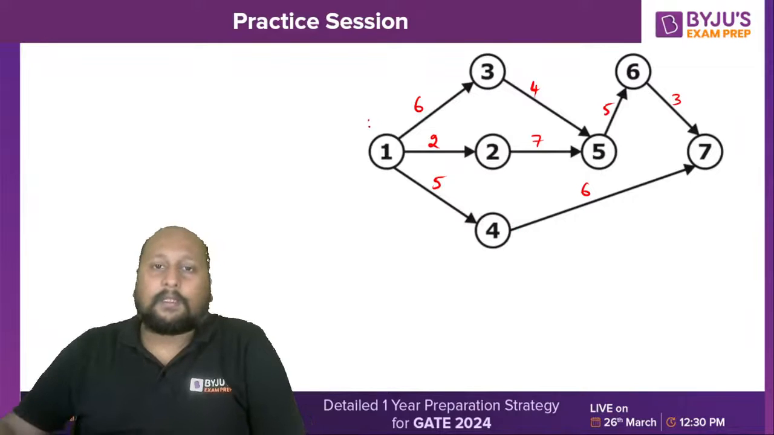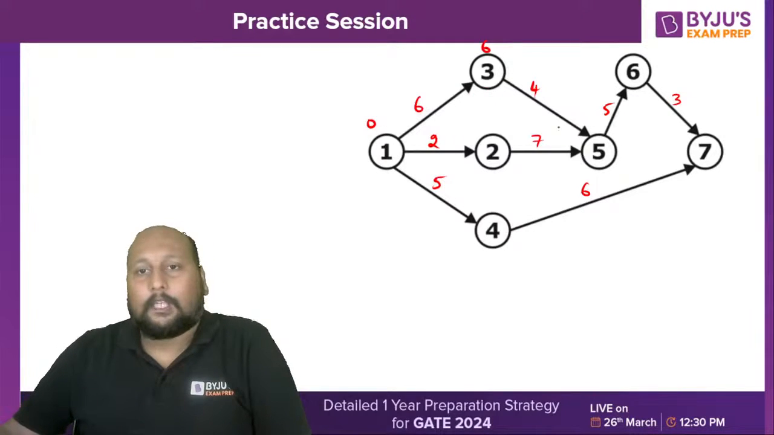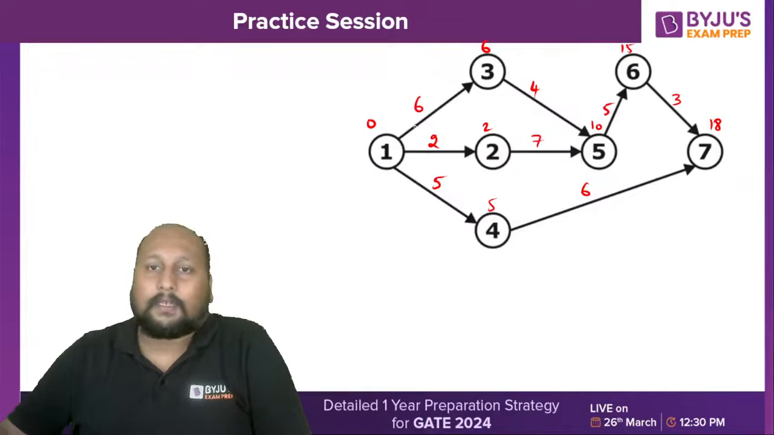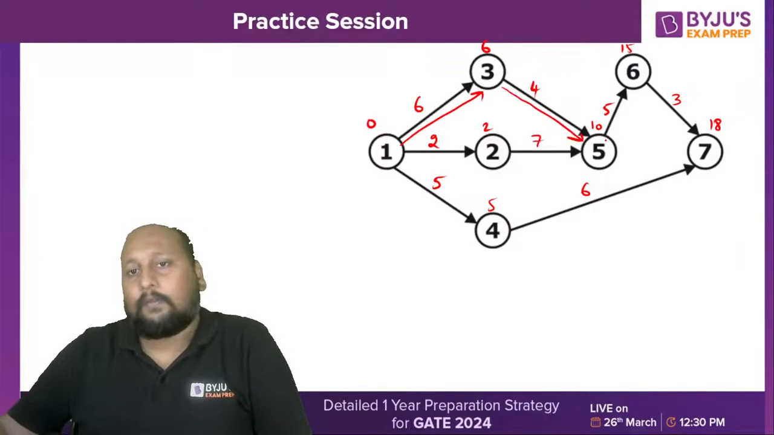So let's start from here. 0, 0 plus 6 is 6. 6 plus 4 is 10. This is 2, 2 plus 7 is 9, so we will have 10. 10 plus 5 is 15. 15 plus 3 is 18. So let us go this way. 5 plus 6 is 11. So 18. So your critical path is 1, 3, 3, 5, 5, 6, 6, 7.